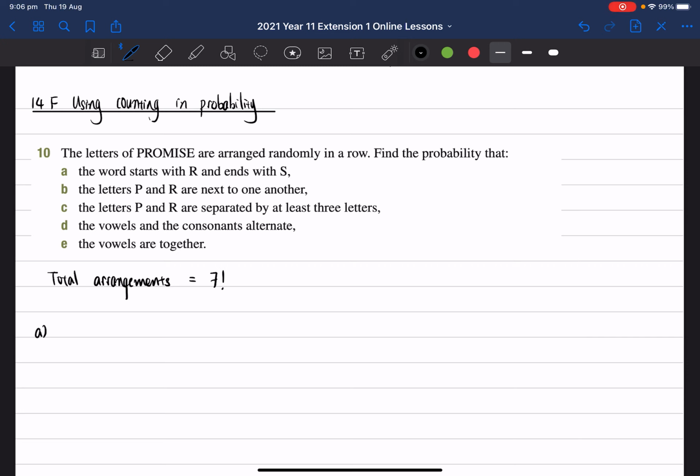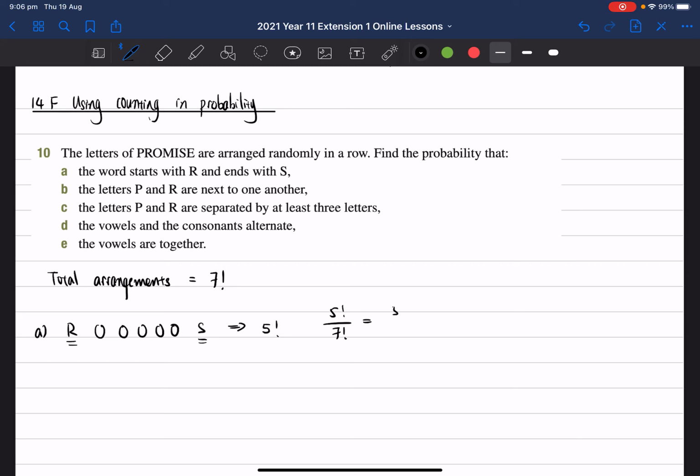All right, so the second part says, we're going to start with the letter R and end with the letter S. So therefore, we have R and S fixed. What's inside is 5 letters where you can rearrange those 5 letters. So therefore, the arrangement here is 5 factorial. So in that case, the answer here is just equal to 5 factorial over 7 factorial. That would be the actual probability.